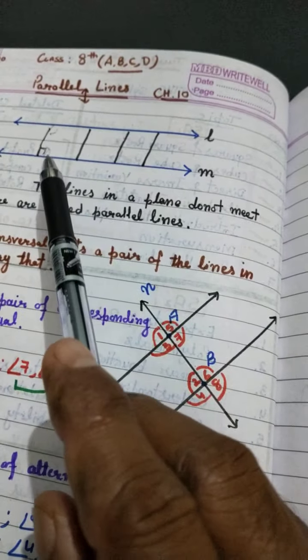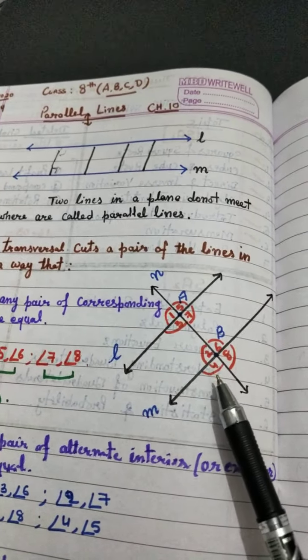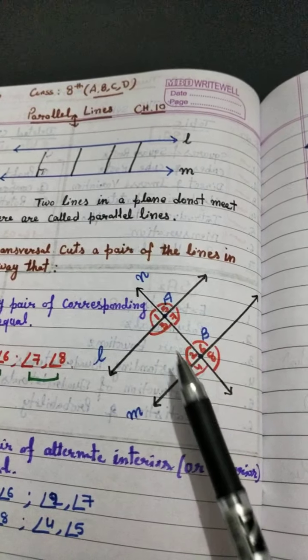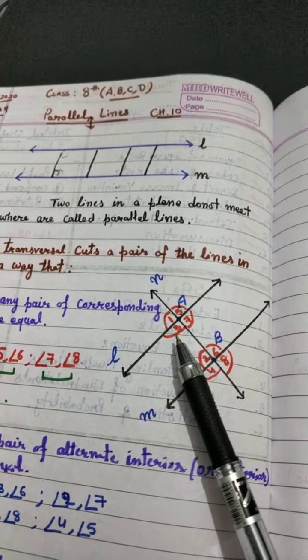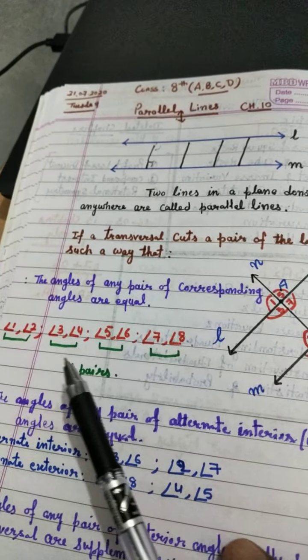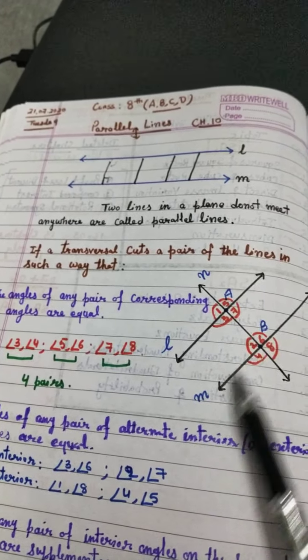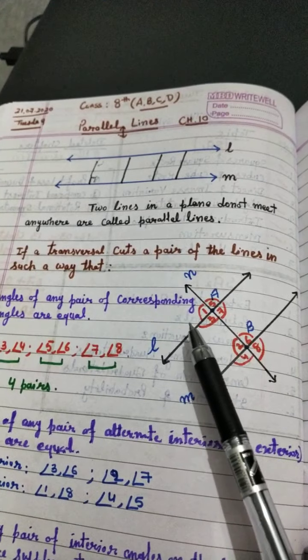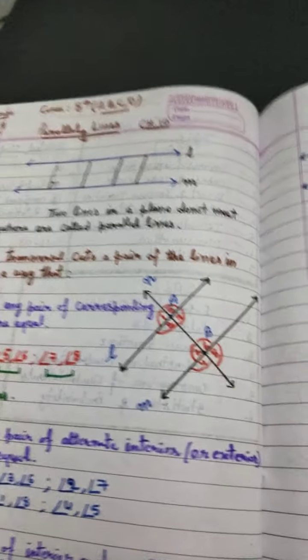Now, two lines are parallel and one line is a transversal. It makes 8 angles. Some are pairs of corresponding angles, some are alternate interior angles, some are alternate exterior angles. If they are all equal, then the lines will be parallel. If pairs of corresponding angles are not equal, then the lines will not be parallel.